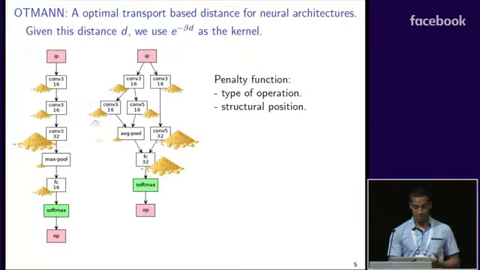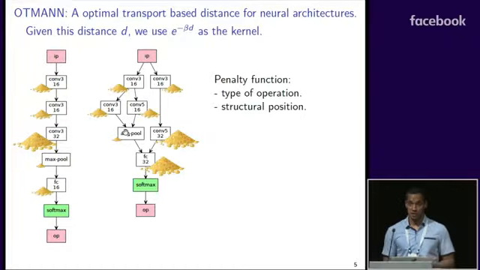So for example, if I take this layer next to a conv3 layer and match it to another conv3 layer, then that term is going to be 0. But if I take the conv3 layer and match it to a conv5 layer, then there's going to be a small penalty. Whereas if I take a conv3 layer and match it to a pooling layer, then there's going to be a very large penalty. Secondly, it's also going to account for structural position.